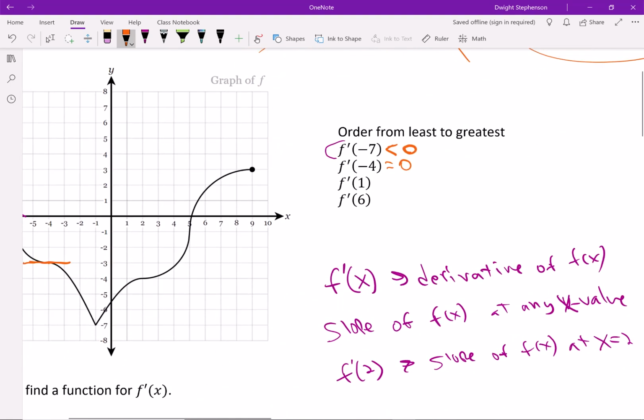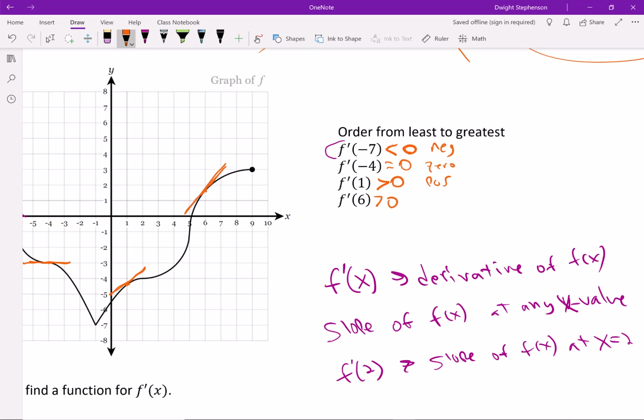f prime of 1 is here, and we want the slope at that point. You can see the slope of that one would be positive, or greater than 0. I'll go ahead and label it as negative, 0, positive. And then f prime of 6 is here, and we can see that it's also greater than 0.